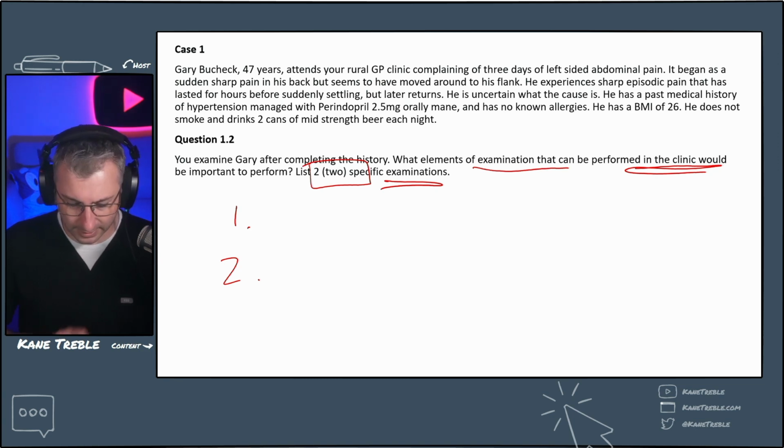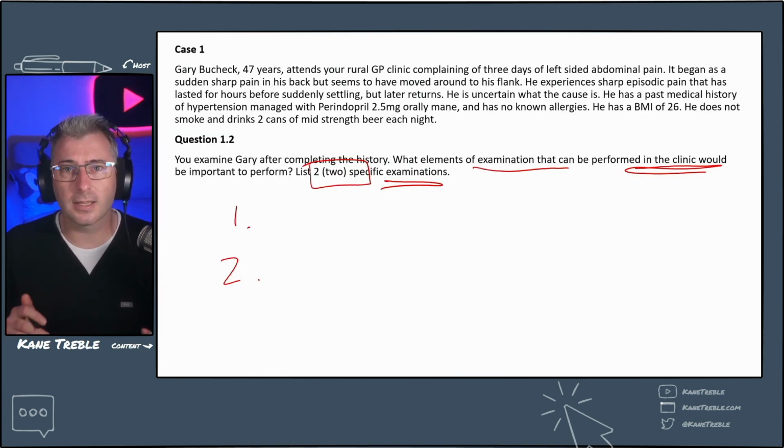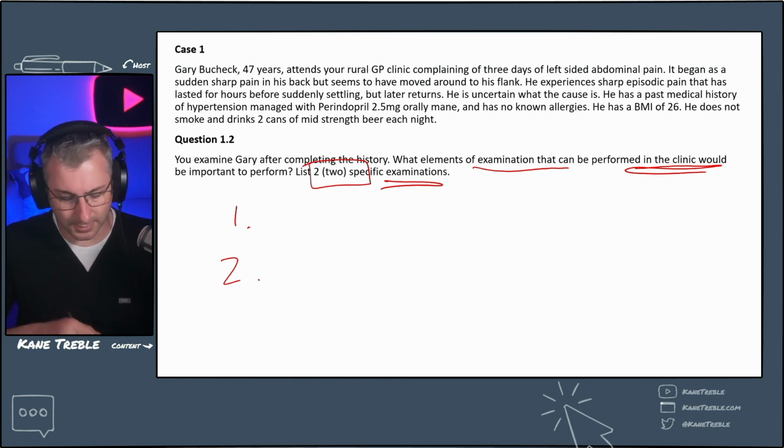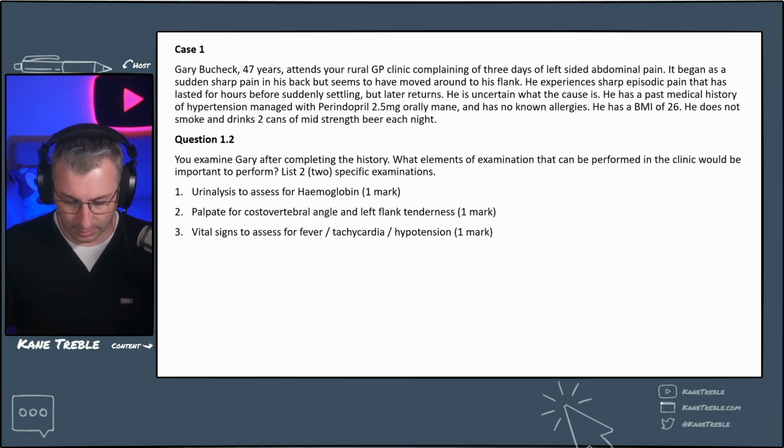How do we all feel about that? Let's get to the answers. Highlighting that this is examination, in particular things that we could do in the clinic, listing two specific examples, so pre-filling that, putting down 1, 2, making sure I'm filling all the questions that are being asked. Answers.